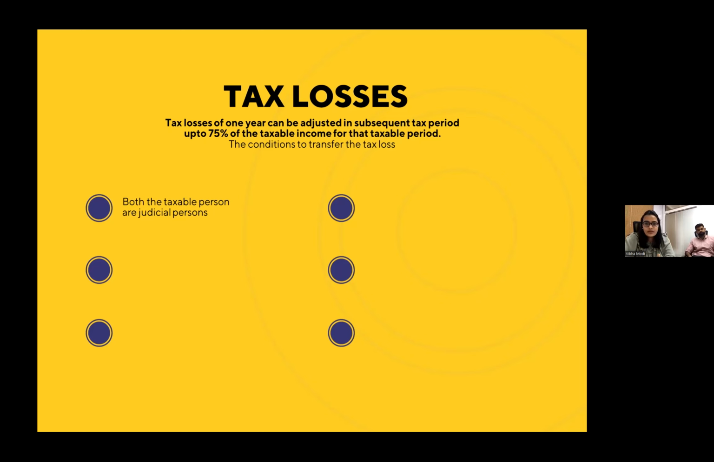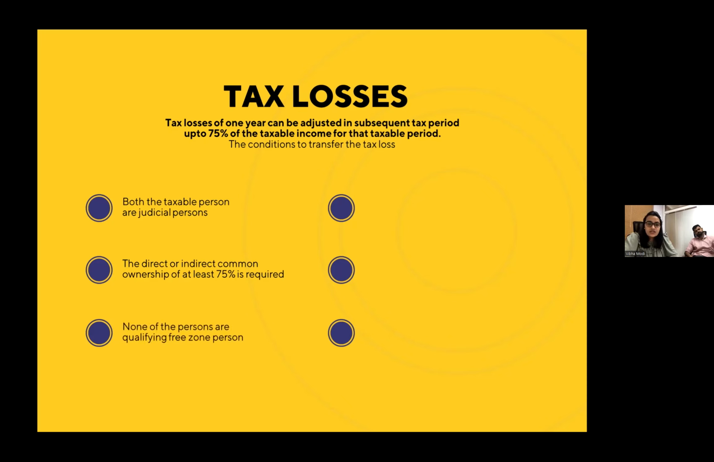So what are the conditions to claim the tax losses? Both should be taxable persons and judicial persons. Direct or indirect common ownership of at least 75% is required. So the tax loss adjustment is between two group companies. It's not at the individual level. It's between the two companies. If in a group there is a common ownership of 75%, then you can adjust your losses, even if you are not registered as a group. But the limit is you can do it only up to 75% of the income. So the profit making company has to pay corporate tax on the 25% of its income.